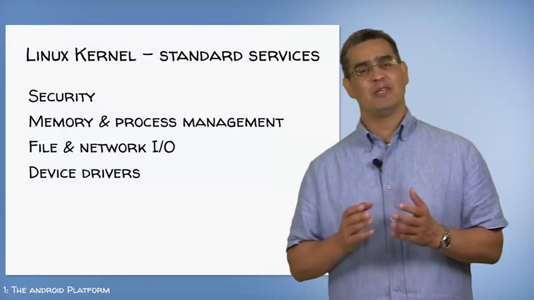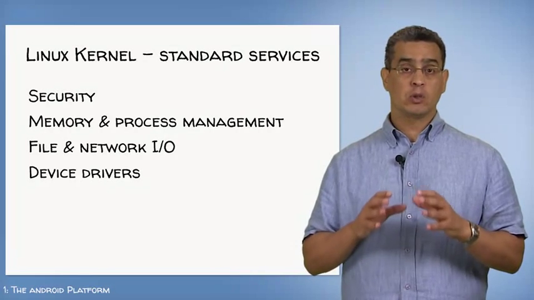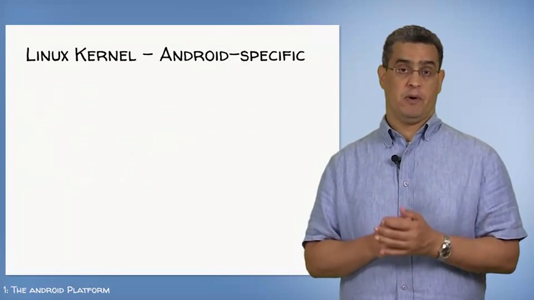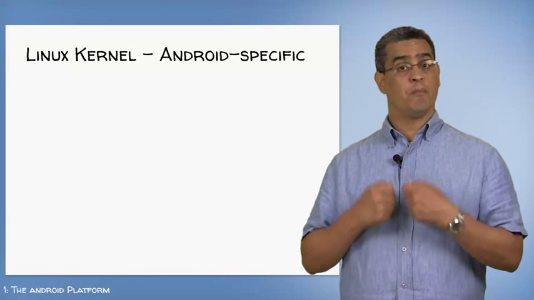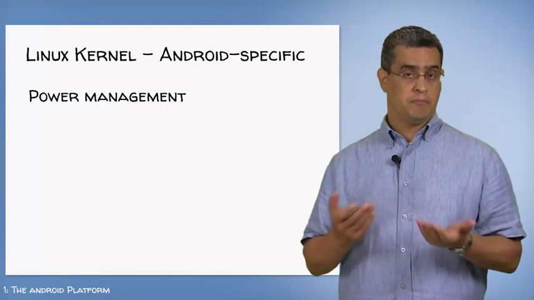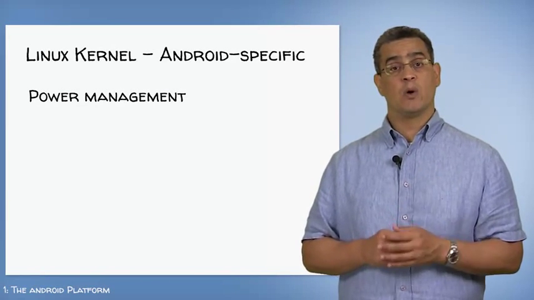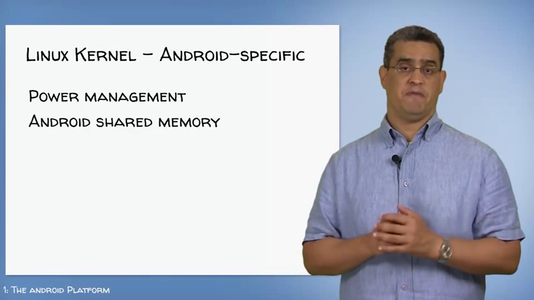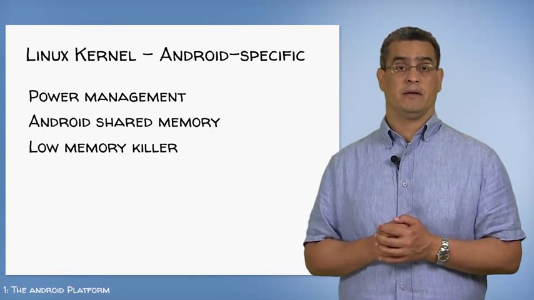In addition to the common services supported by any Linux kernel, Android's Linux kernel also includes several Android-specific components. For example, Android's Linux kernel includes its own power management services, because mobile devices often run on battery power. It provides its own memory sharing and memory management features, because mobile devices often have limited memory.